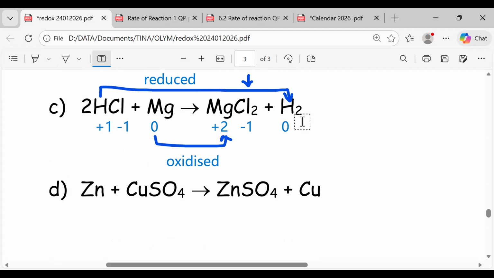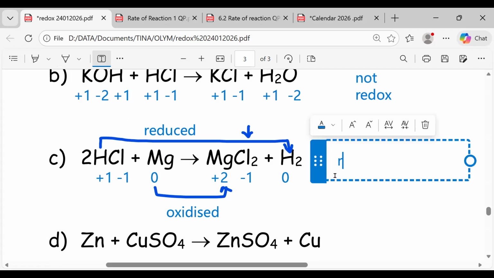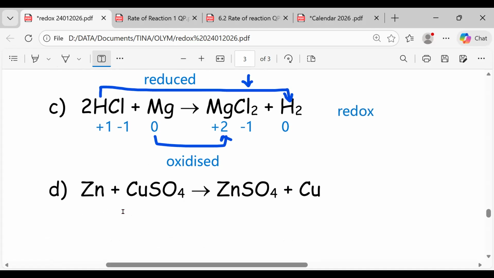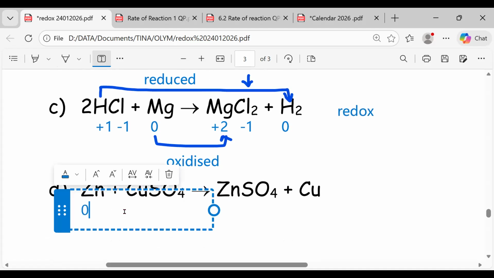Okay, can you understand this? So is this redox? Yeah, so this is redox. Get it? Okay. This one, zinc is element, 0. Copper is positive 2. The sulfate, the entire ion, is negative 2. Then here, zinc is positive 2 because it's the ion, and sulfate again is negative 2, SO4 2-.